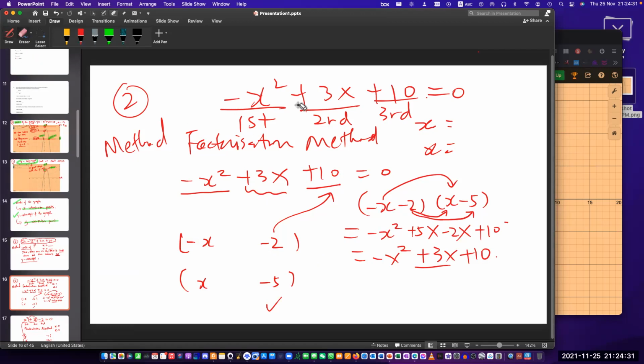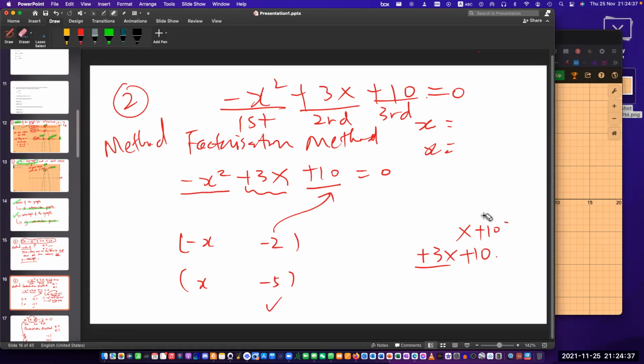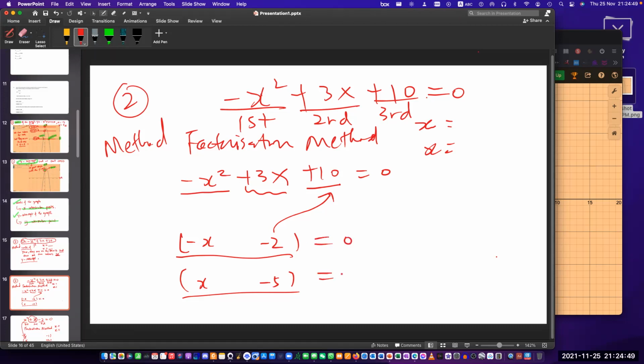So this equation here can be factorized. Once it can be factorized, I continue to find my x value. The next step is I just have to equate this to 0, equate this to 0. So if I equate this whole thing to 0, my x is equal to -2, and for this, my x equals 5. So these are the 2 answers. That's how you can make use of this factorization method to find out the values of x and the other x. So this is method 2.